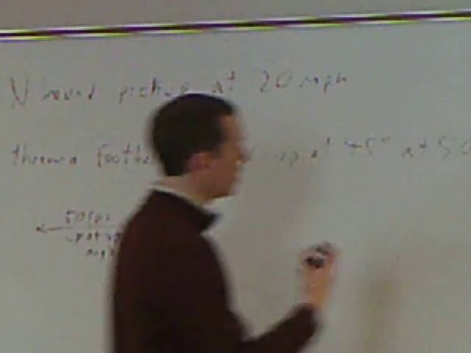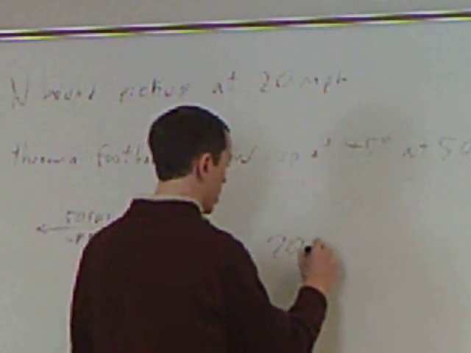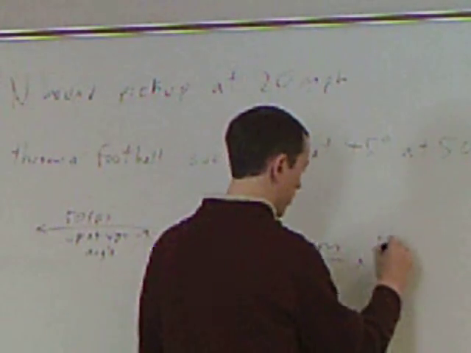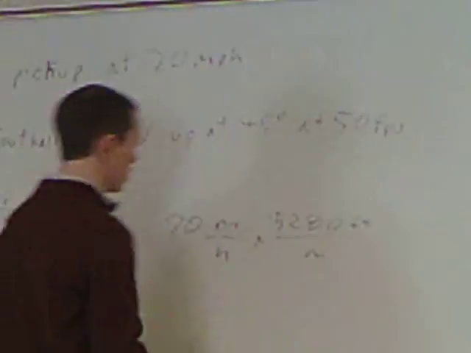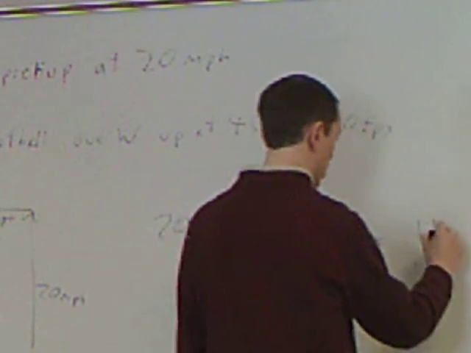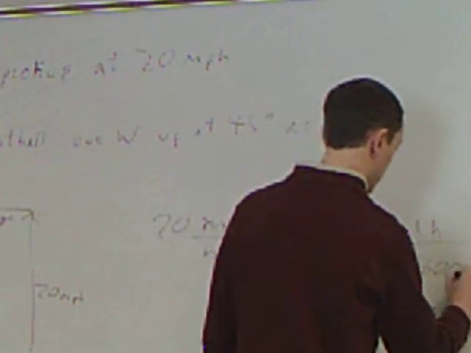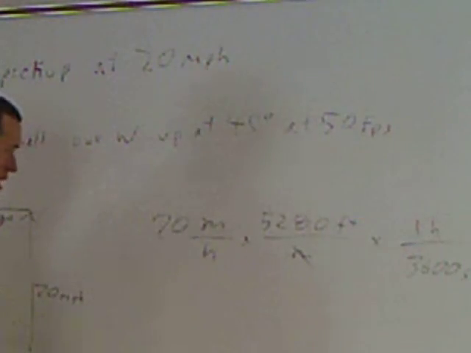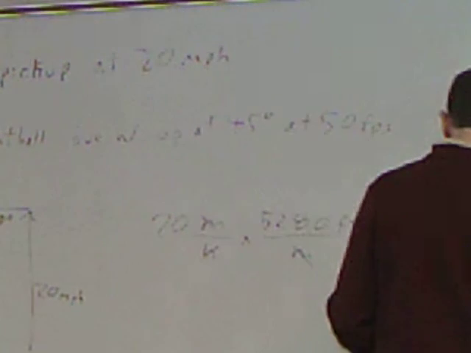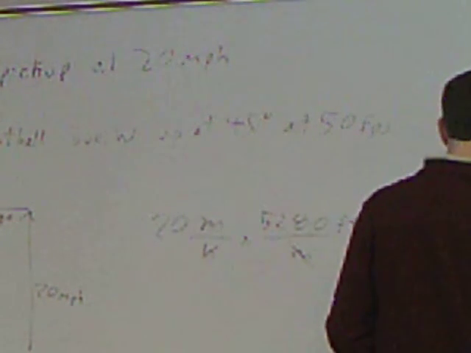So I'm going to work with feet per second. I'm going to convert my 20 miles per hour, and I'm going to multiply this by 5,280, which is a good number to know, feet per mile. Now my miles will cancel out. Then I multiply that by 1 hour per 3,600 seconds, which is 60 squared. So my hours cancel out, leaving me with feet per second, what I wanted. So I have 29.3 feet per second.